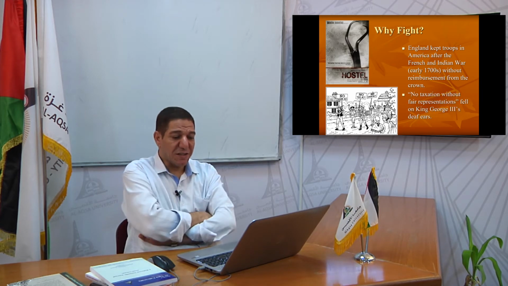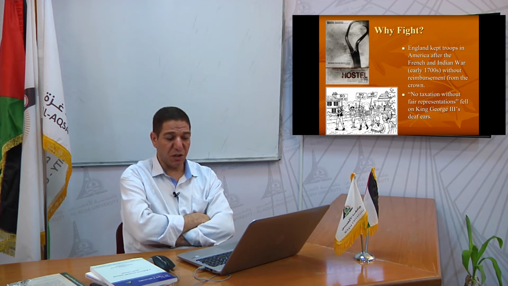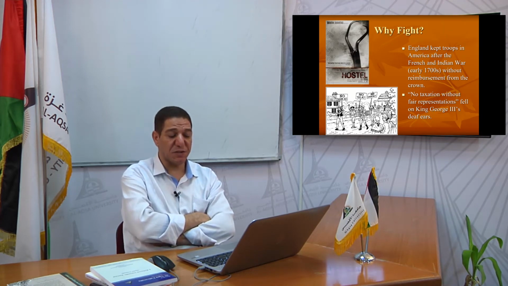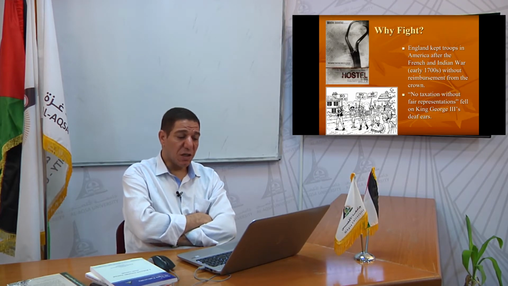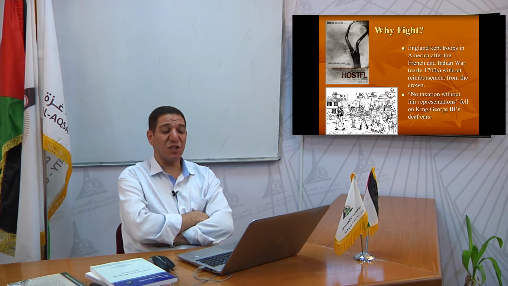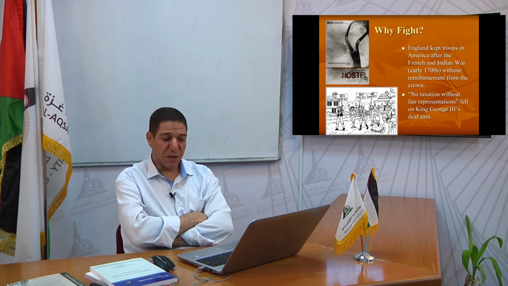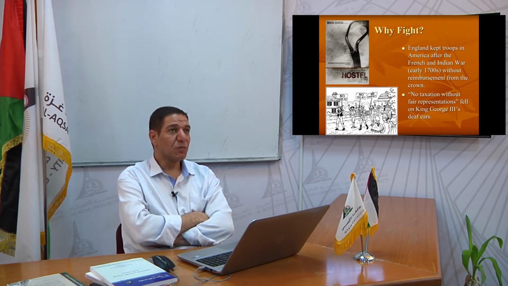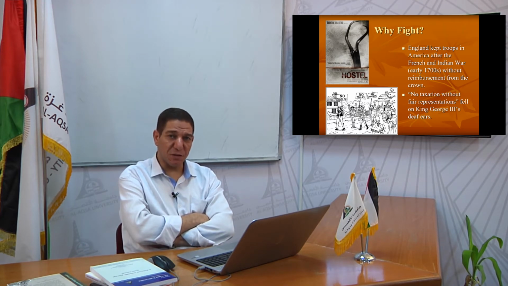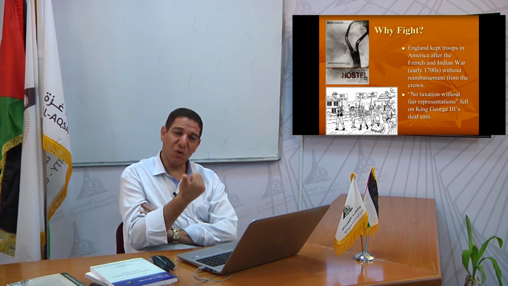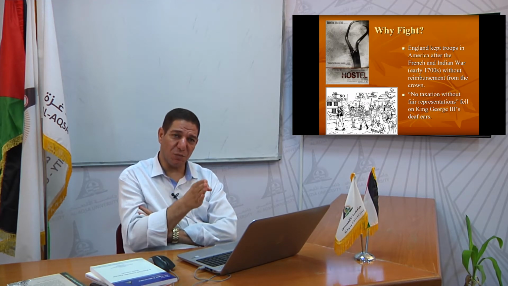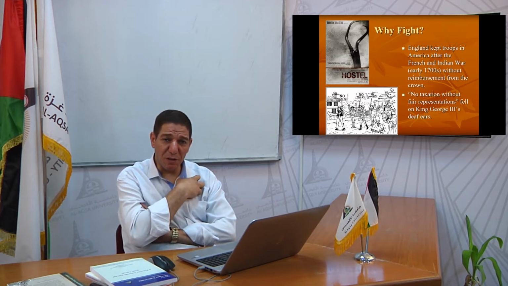No taxation without fair representation fell on King George III's deaf ears. Now, these people started their revolution under the banner no taxation without representation. This means that if you want us to pay you taxes, we have to be represented. We're in the English Parliament in London, because they, until this very moment, believe that they are part of England.